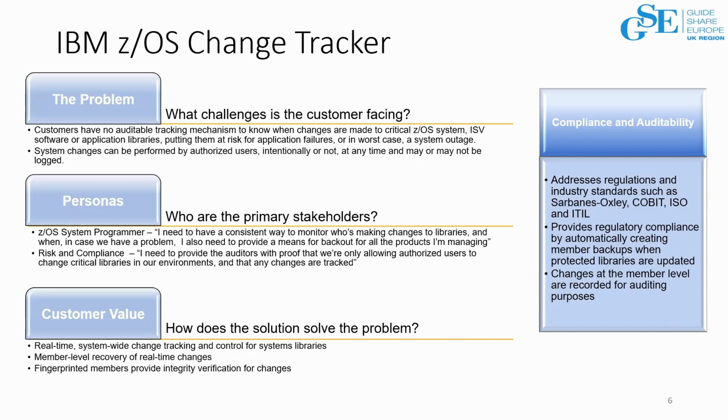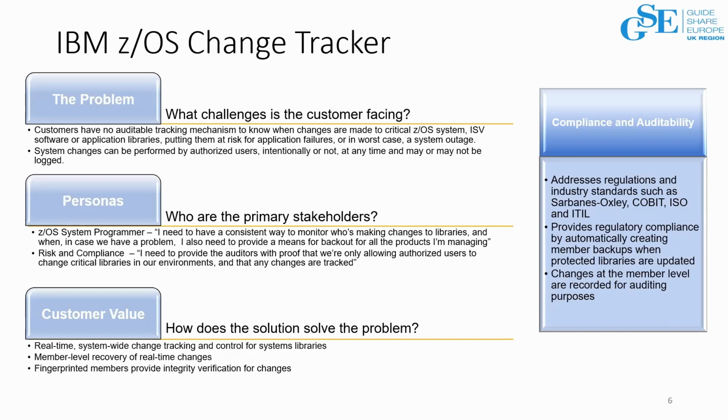You probably have a change management system for your applications, but there aren't really many offerings when it comes to being able to audit your system data sets, the ones that you need to run maybe your zOS system, maybe some of your ISV products if you're running products from other companies as well. And then also, what happens if something goes wrong with said products? Maybe somebody makes a configuration change that causes an outage.